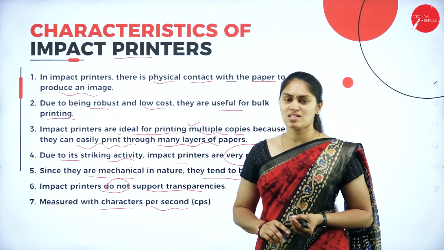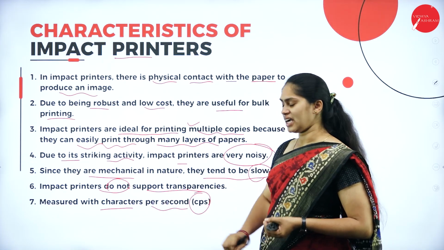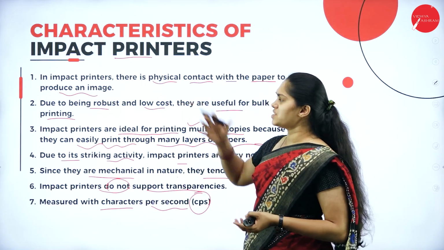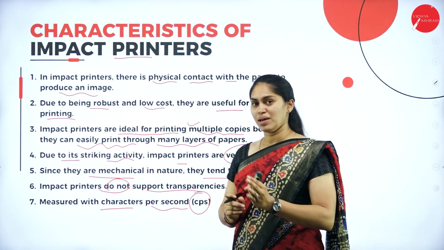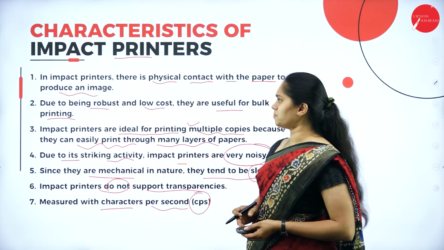How are we going to measure the speed of this impact printer? With CPS. How many characters per second is it producing? Based on that, we are going to check the quality or speed of an impact printer. If the CPS is more, then the producing speed is also going to be more.